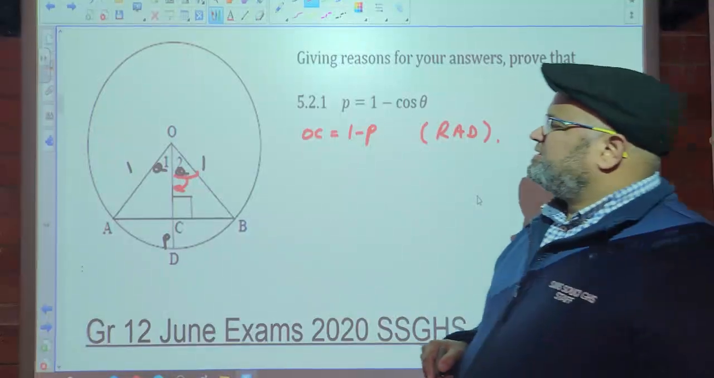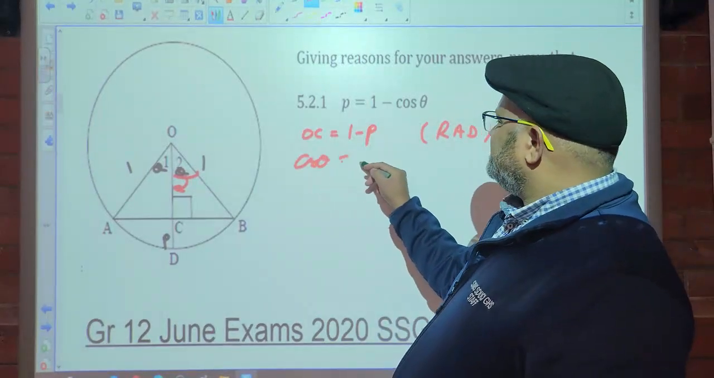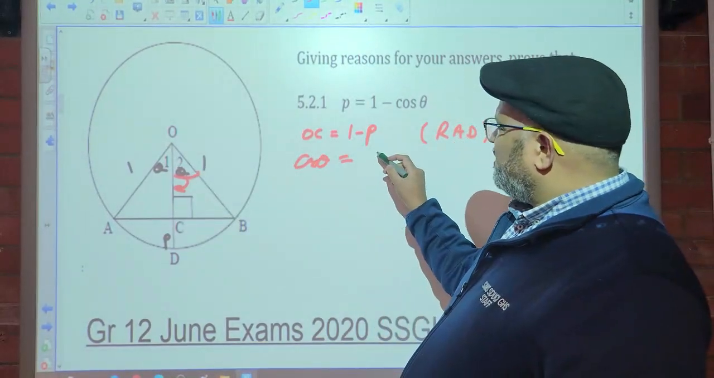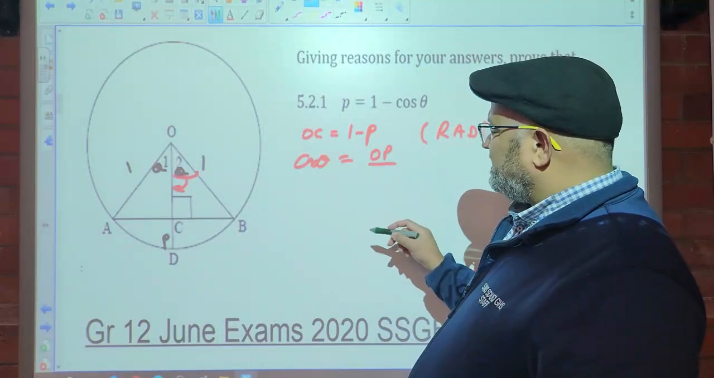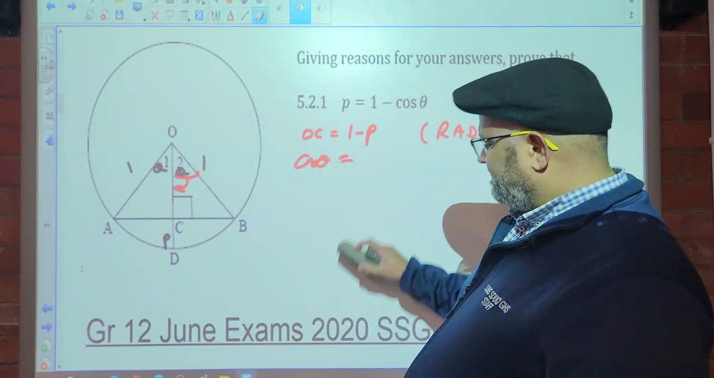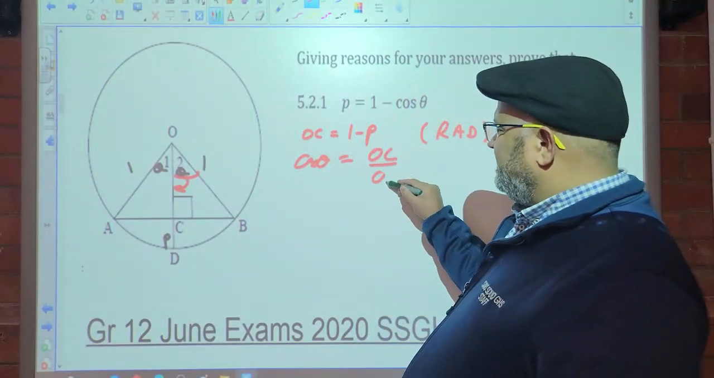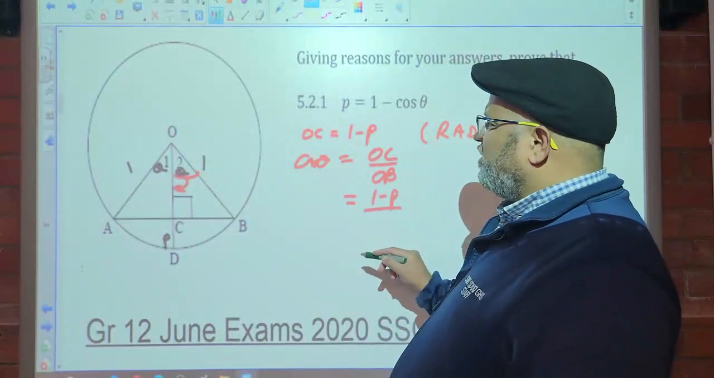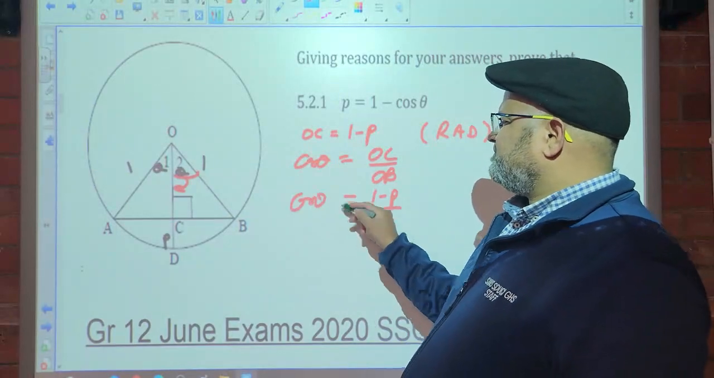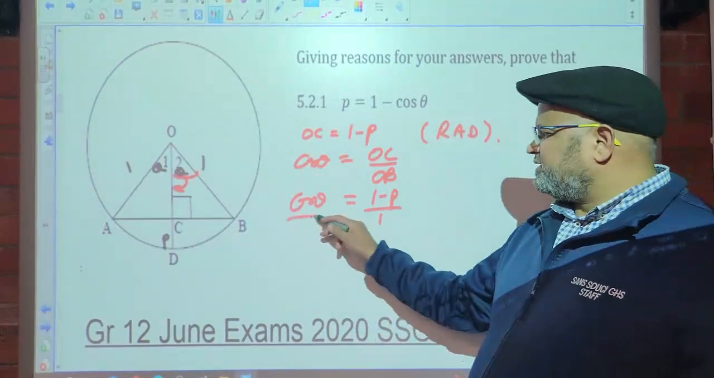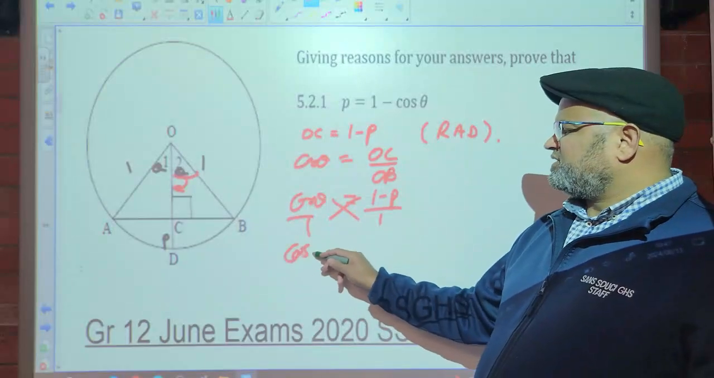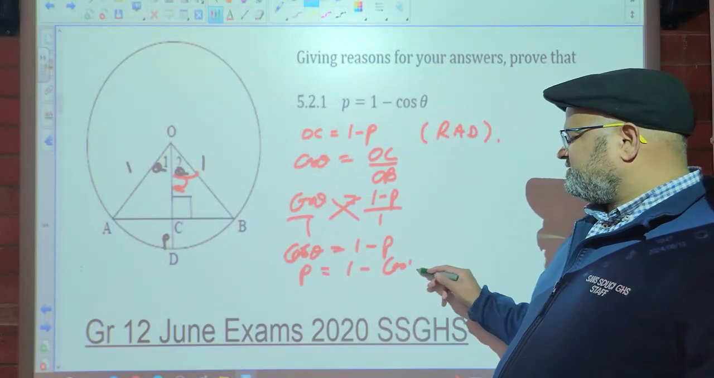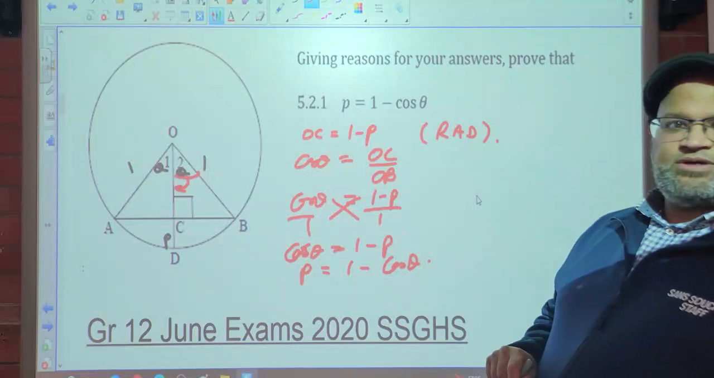Okay. So cos of theta is equal to adjacent over hypotenuse. So it's going to be OC over OB. But OC's length is 1 minus P over OB, which is 1, is cos of theta. So what do we do? We cross multiply. So cos theta is equal to 1 minus P. Make P the subject, so P is equal to 1 minus cos of theta.